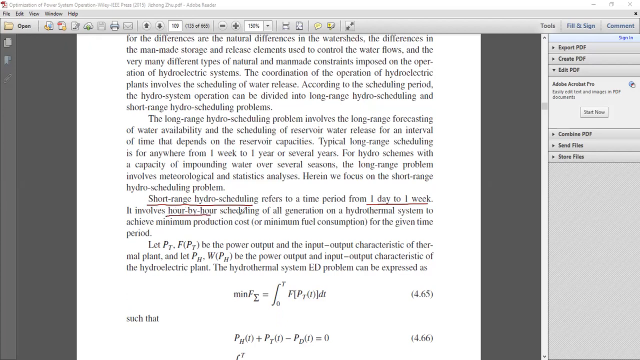by hour scheduling. So we'll not be considering what is going to happen within an hour. We'll be jumping from 1 hour to the next hour, considering that within that hour everything will remain constant to its previous value.